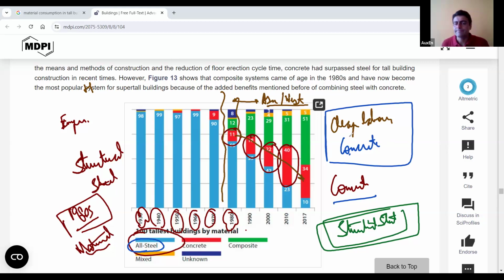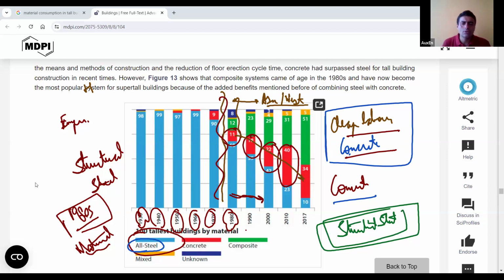Is that clear? So this trend post 1980s shifting to more and more concrete is also because the trend of constructing tall started shifting to Asia 1980s onwards, and in Asia people usually prefer concrete more because of availability of cheap labor.